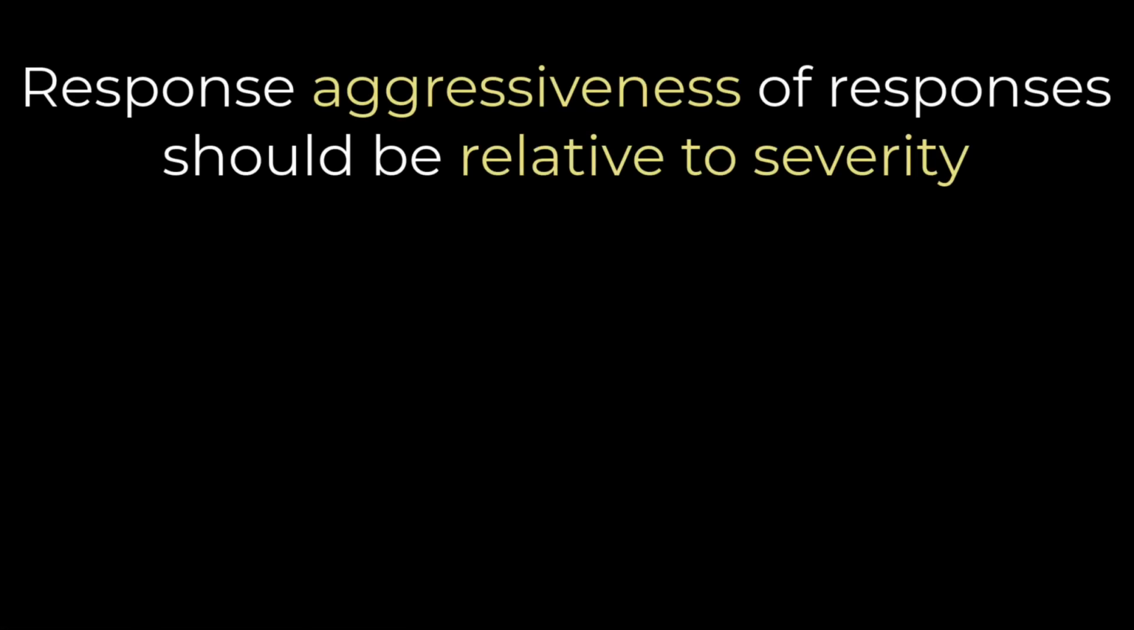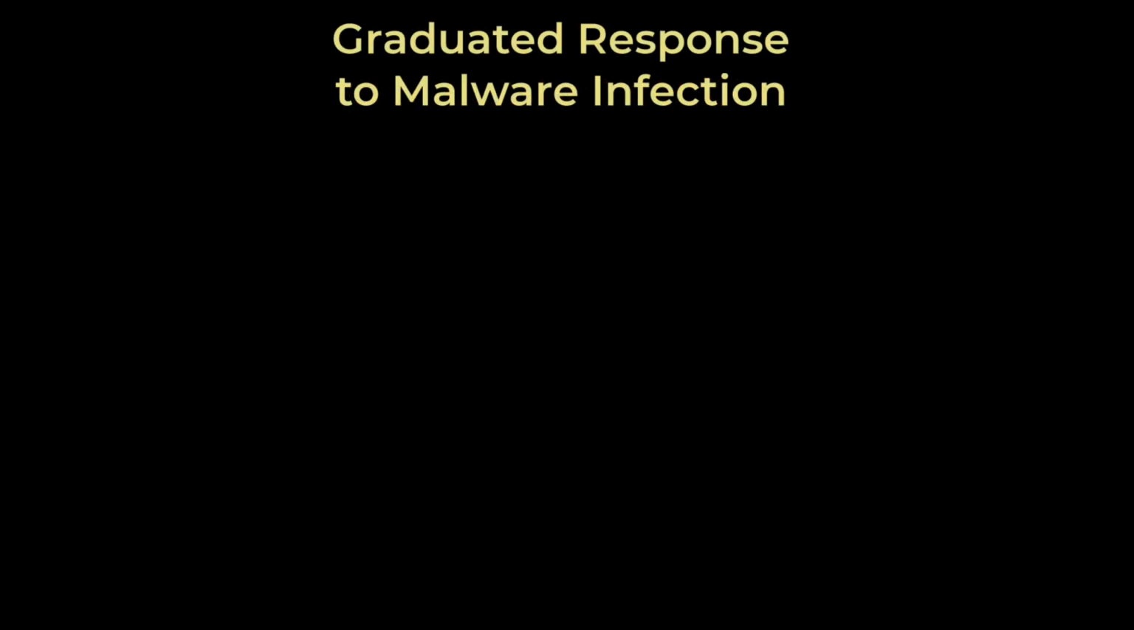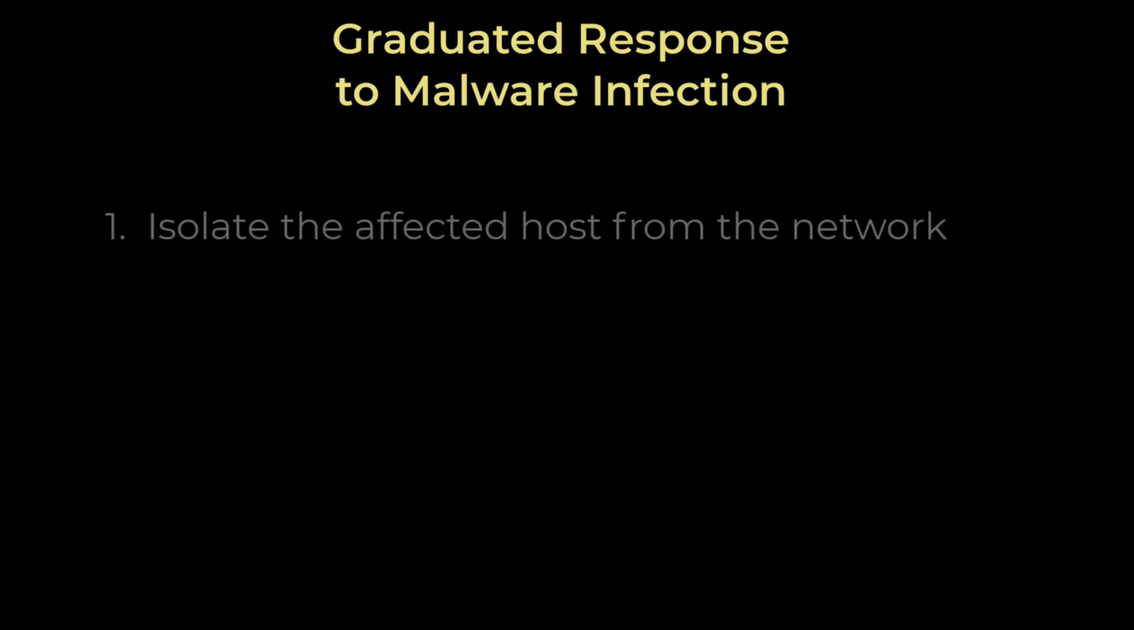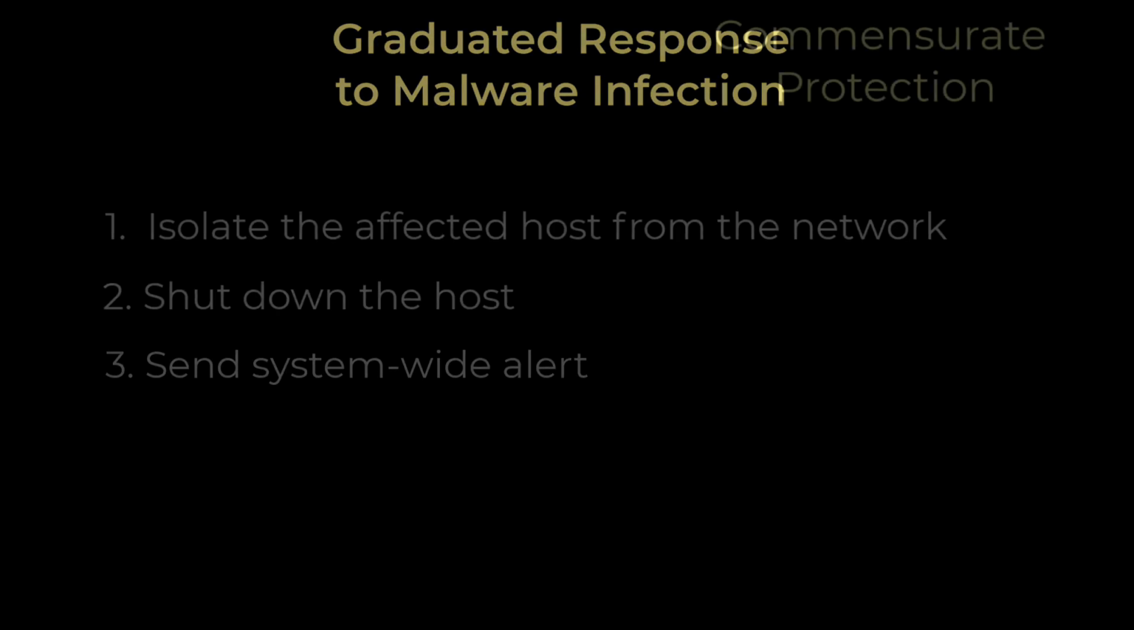The NIST describes considering the aggressiveness of responses relative to severity. We should plan a range of reactions from graduated, least aggressive first, escalating as needed, to ungraduated, the most aggressive action immediately if the threat is dire and time-critical. For example, a graduated response to a suspected malware infection could start by isolating the affected host from the network, then, if confirmed, proceed to shutting it down or issuing a system-wide alert. A commensurate response ensures we contain or mitigate the threat effectively without unnecessary collateral damage to the system's mission.